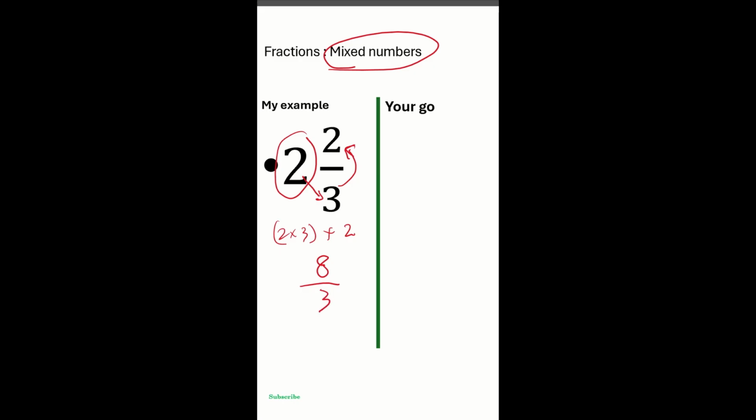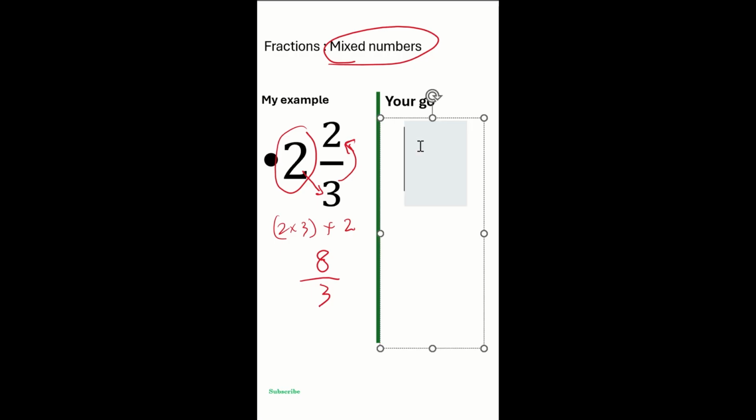I want to check that my answer is correct. How many 3s are there in 8? There are 2 3s in 8, and we have 2 left. So we did it correctly. Now I want you to have a go at this question. Give it a try. 1 and 2/5. Use the same method and see what you get. Hopefully you leave your answer in the comments or watch the next video to see if you got the correct answer.